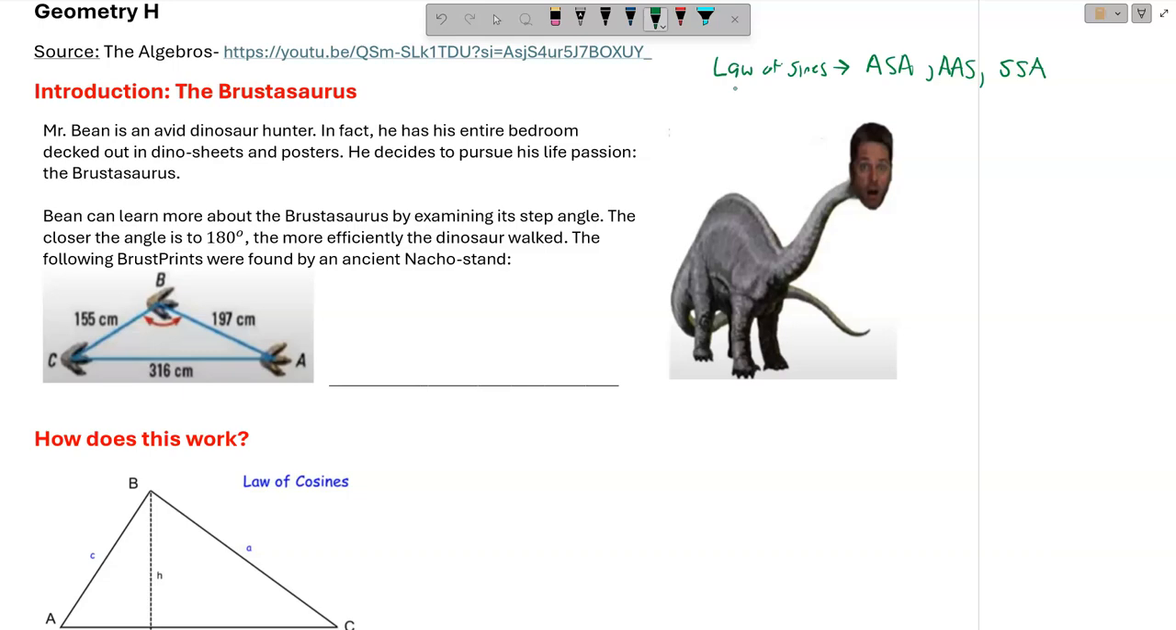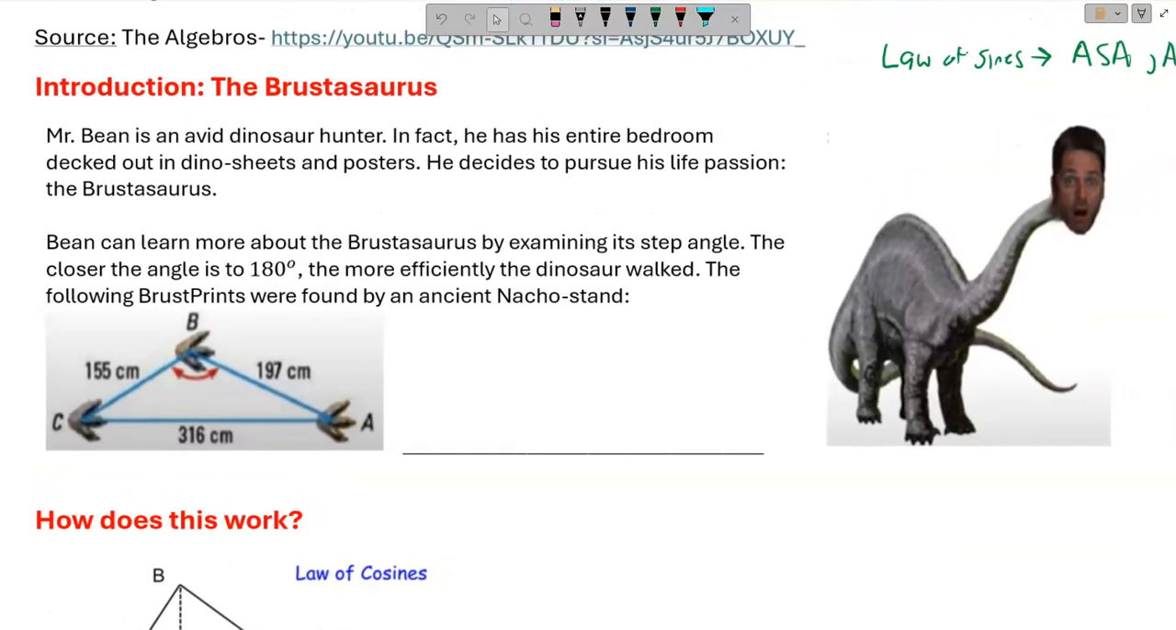Take a look at this problem here from the Algebros. If you take a look at their video on law of cosines, they have a problem where we are trying to find the step angle of a Brontosaurus. In this situation, we have measured some various sizes, but we want to find what this angle is going to be. And so we can't use law of sines for this. We're going to need something else. Introducing the law of cosines.